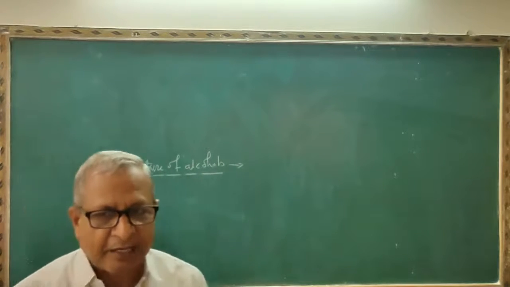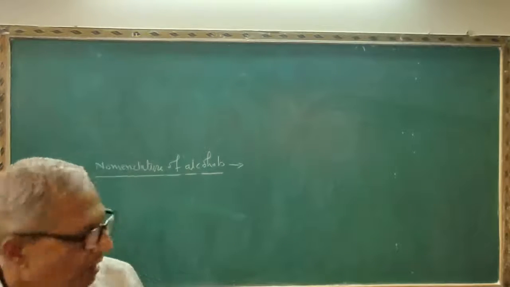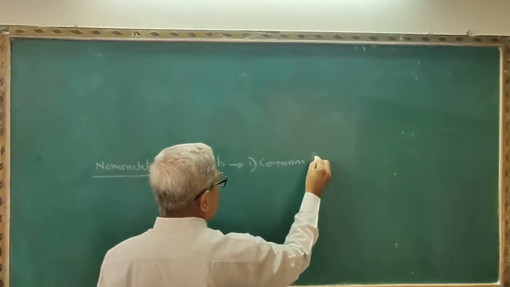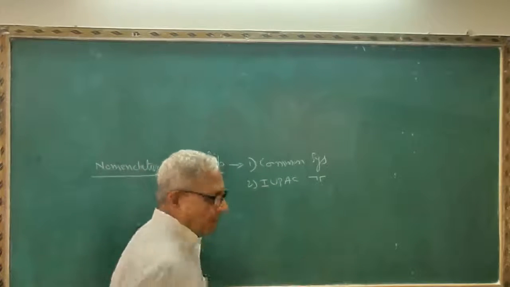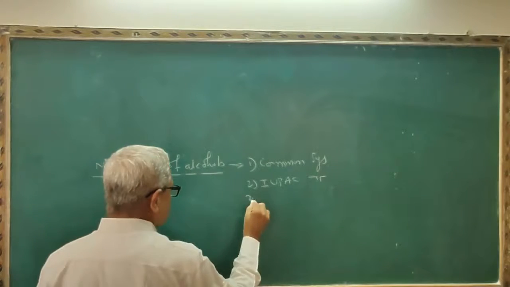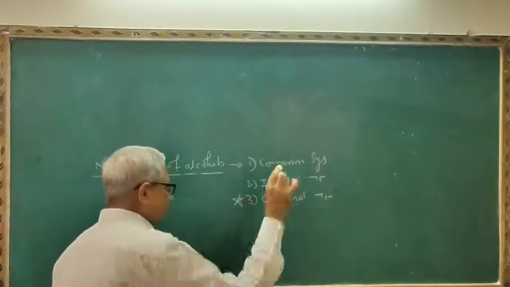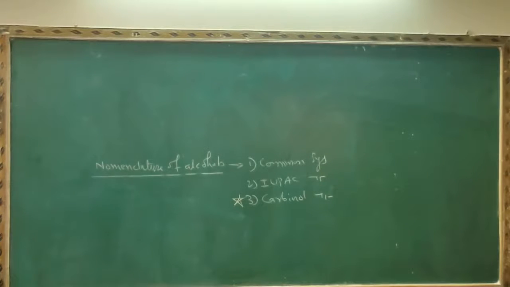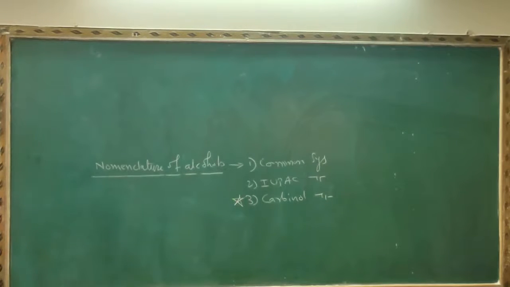See, according to the board pattern, there are only 2 systems in your textbook. That is, one is the common system and second is the IUPAC system. But according to the CBSE pattern, one system is also there, that is known as a carbinol system. So this is the important system. It is not given in your textbook. So I will also explain here the 3 points, that is common system, IUPAC system and carbinol system.